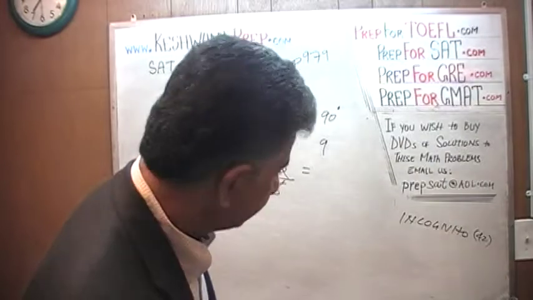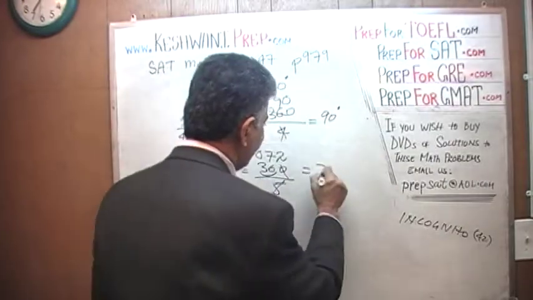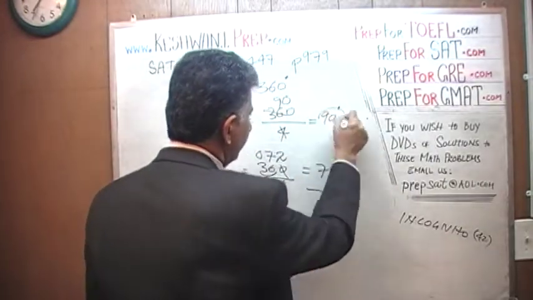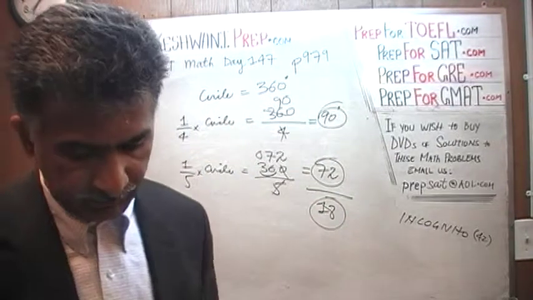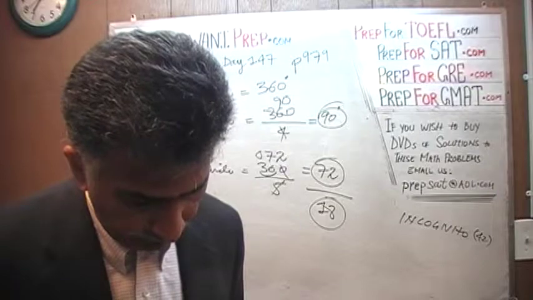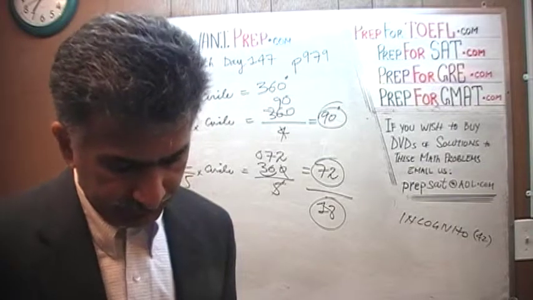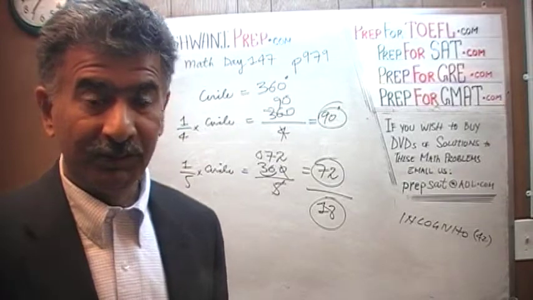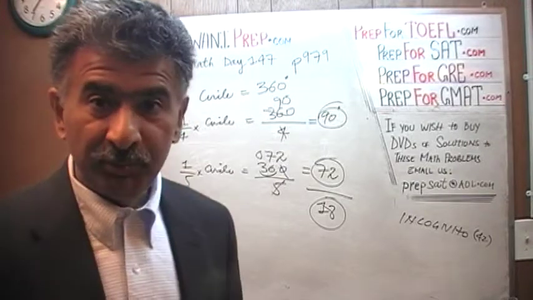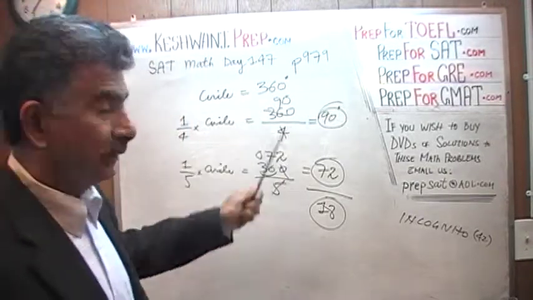And therefore the difference between 90 and 72 is our answer, which is 18 degrees. They have 9 degrees as one of the answer choices. That is for those people who are not paying attention and they're starting out with 180 here.